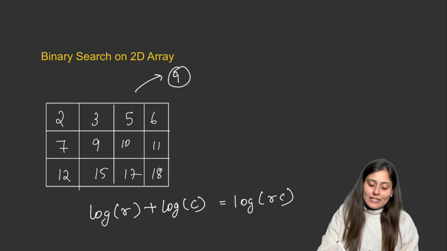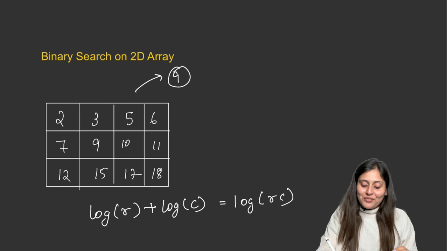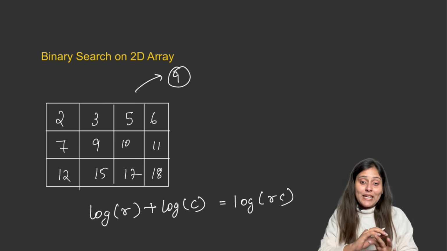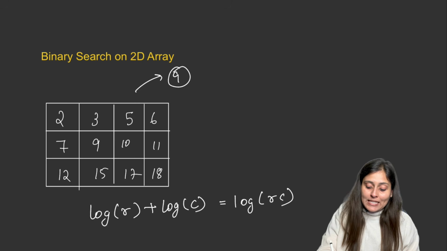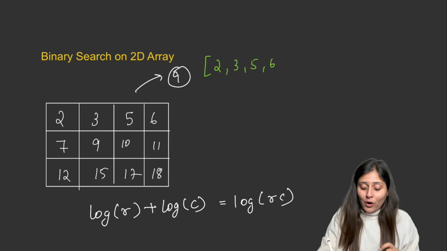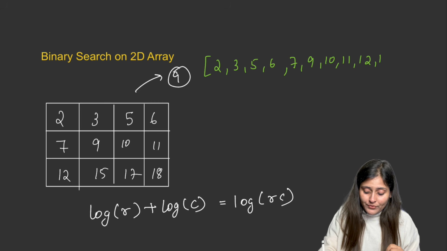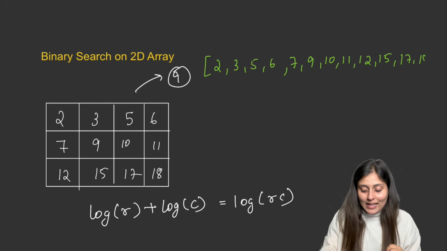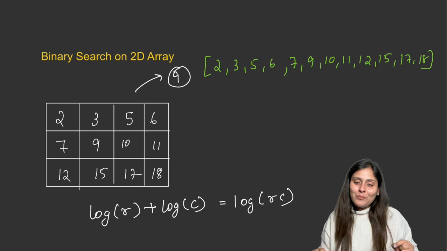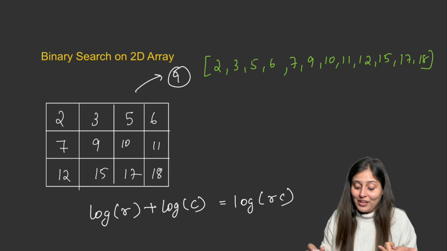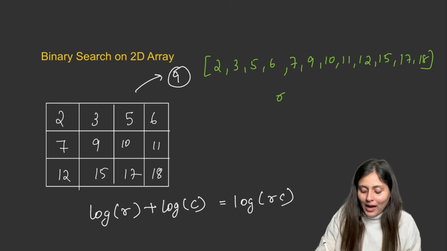Why did I say this? Basically this is not magic anywhere. We just applied binary search on the entire matrix. How can we say this? Suppose you open the first row, you will get 2, 3, 5, 6. Now open the second row, which will be 7, 9, 10, 11. Now open the third row, it will give you 12, 15, 17 and 18. And when you see this, it is nothing but a sorted array itself, of size nothing but r into c.